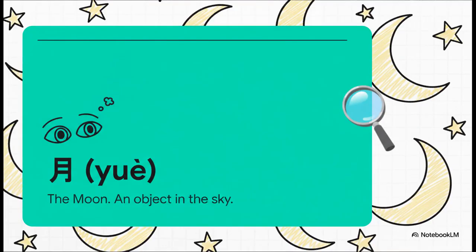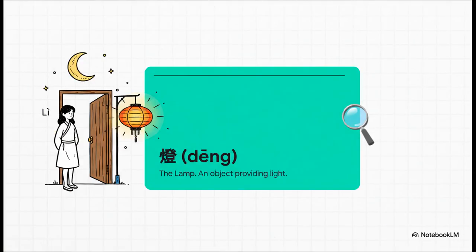And now, let's set the mood. This character, Yue, means moon. So boom, just like that, we know our story takes place at night. See, we're already starting to paint a picture in our heads. And the last key object for our scene is deng, which is a lamp. So let's recap. We've got our character, Li, and we've got a scene at night with a door, the moon, and a lamp. All our puzzle pieces are on the table.